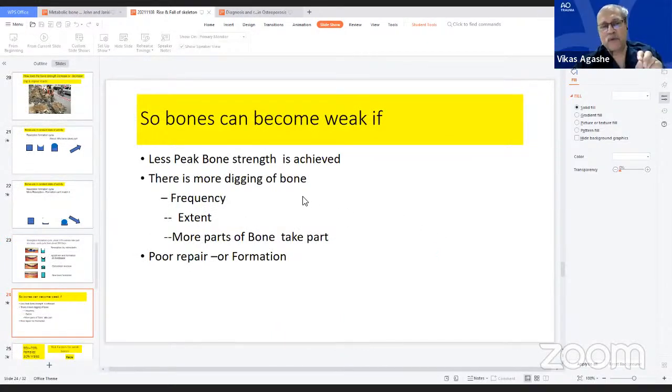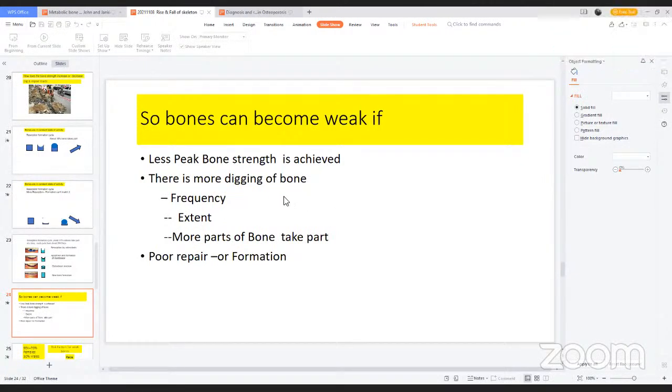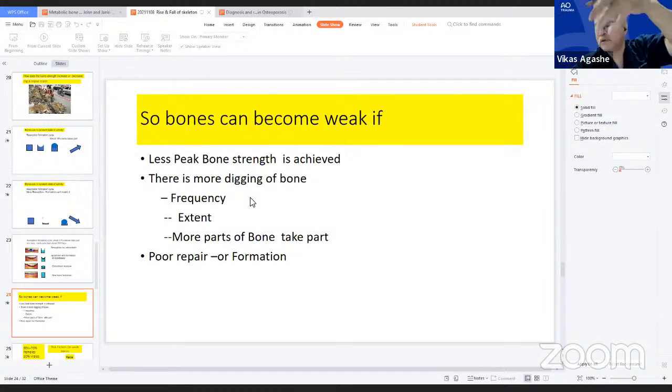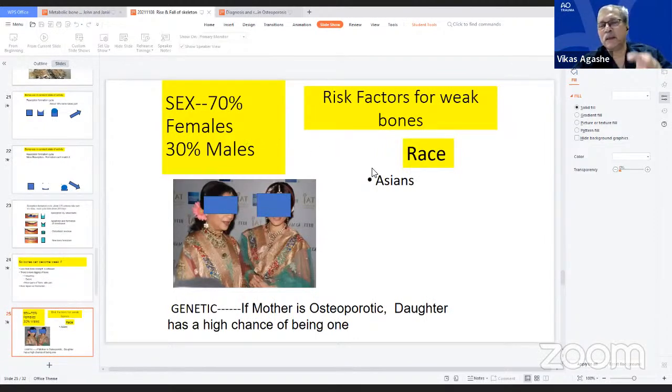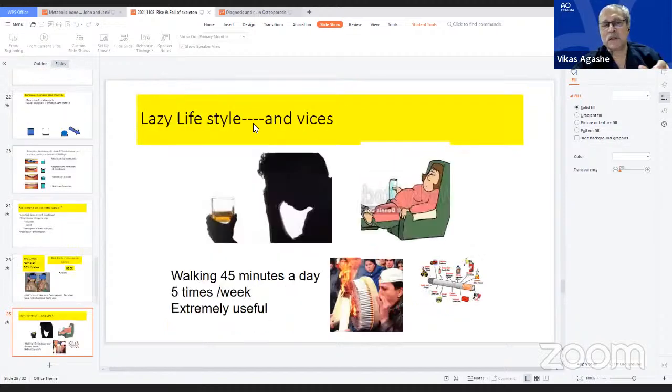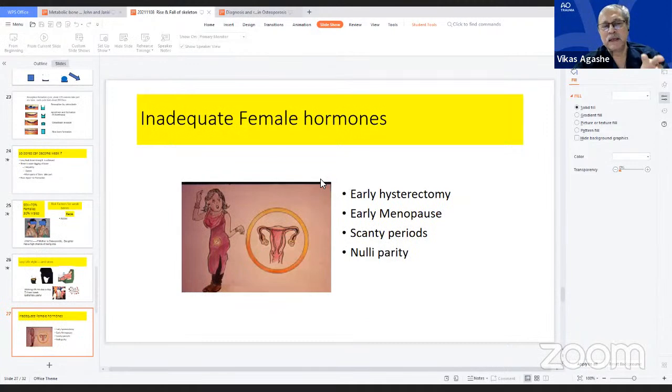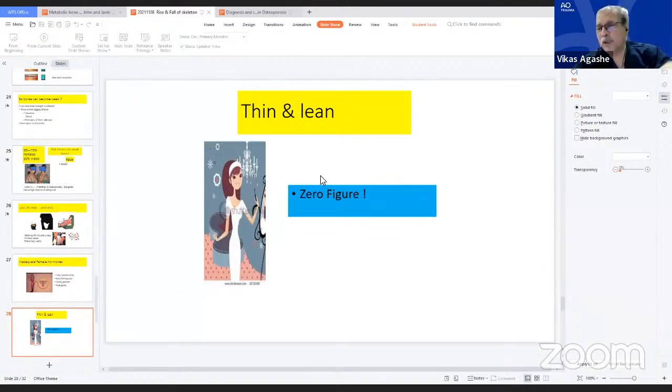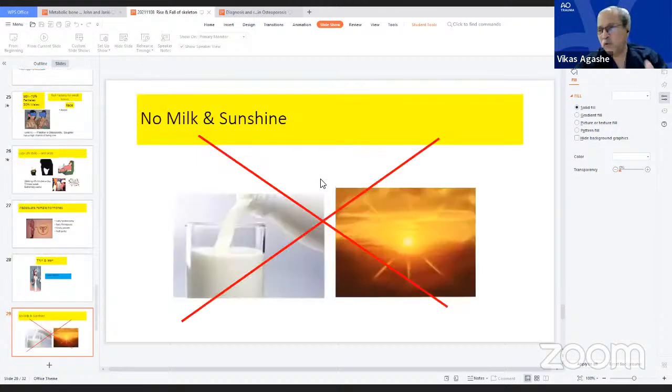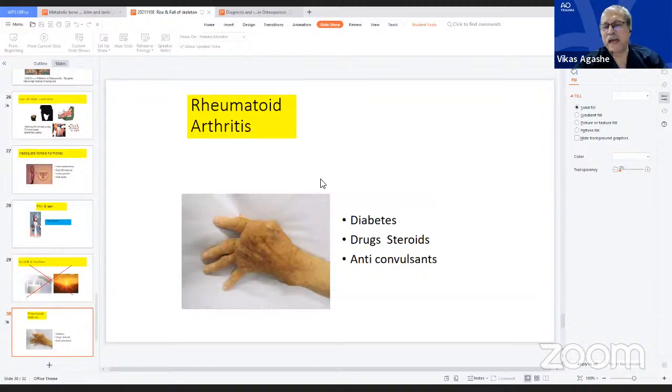So bones can become weak if less peak bone mass is achieved. Right? There is more digging of the bone, which would be because of more frequency or more osteons taking part in digging. And lastly, poor repair or poor formation. So in females, it is more common. We Asians are more likely to have osteoporosis. Lazy lifestyle, no walking, drinking, smoking, all that leads to osteoporosis or poor bone mass. Inadequate female hormones, early hysterectomy, early menopause, scanty period, nulliparous woman, all that leads to poor bone mass. And this is a very common thing these days, zero figure. And no milk and sunshine. Rheumatoid arthritis, diabetes, drugs like steroids.